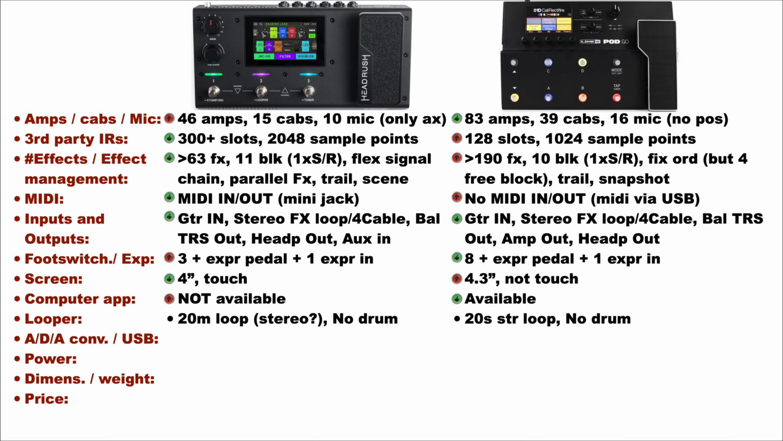The MX5 offers longer loopers and neither of the units offers a drum machine. As regards AD/DA conversions, both units offer a 4x4 USB channels audio interface and up to 96 kHz at 24 bits converters. Therefore, I would say that they are on par.